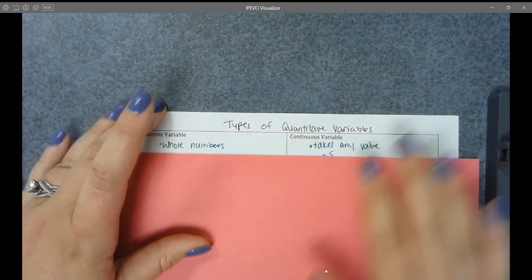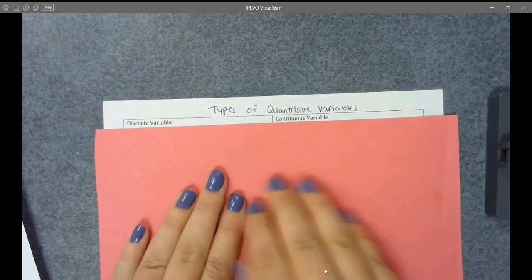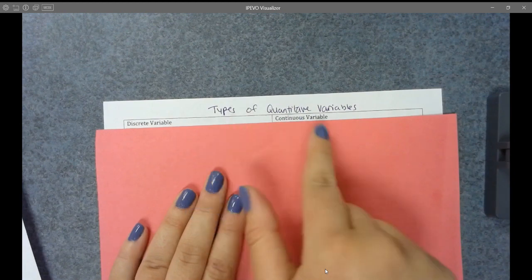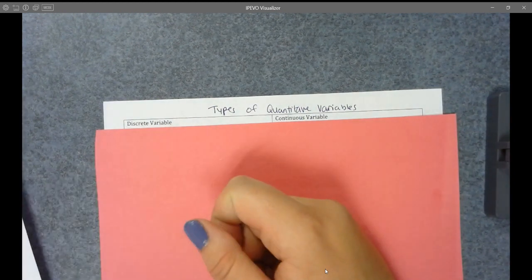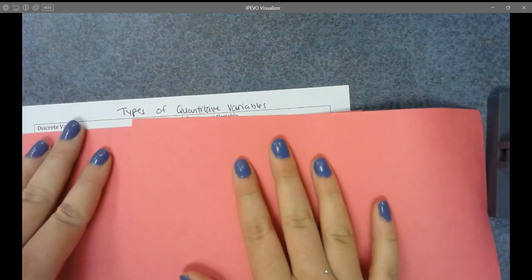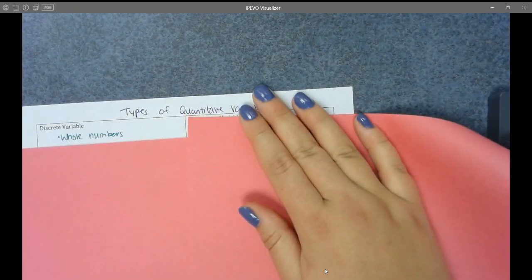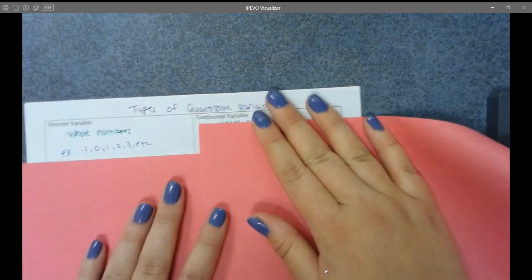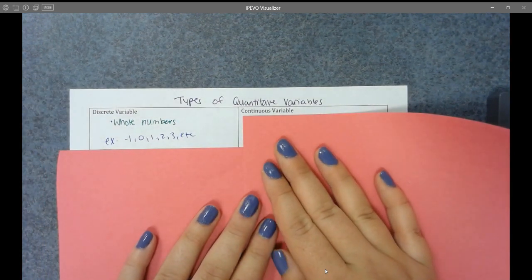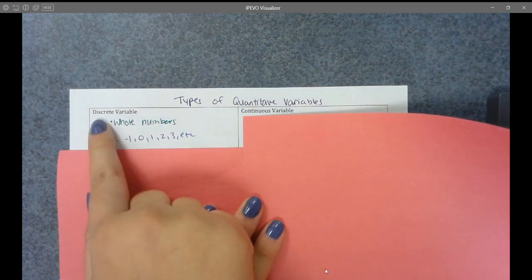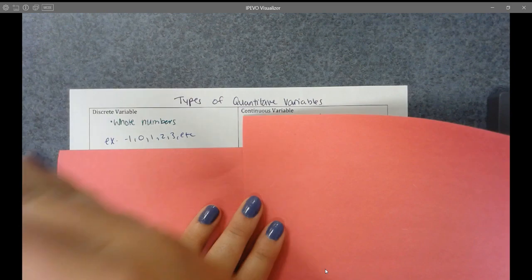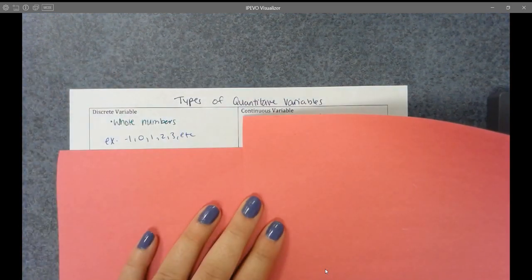Okay, so I forgot to put a header up here, so go ahead and write the header. There are two different types of quantitative variables. We have discrete variables and continuous variables. A discrete variable is any whole number. So for example, -1, 0, 1, 2, 3, etc. All of those are discrete. We don't have any decimals in here. It's just every value along the way.